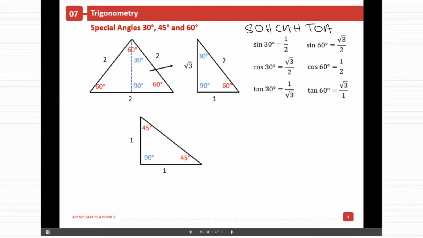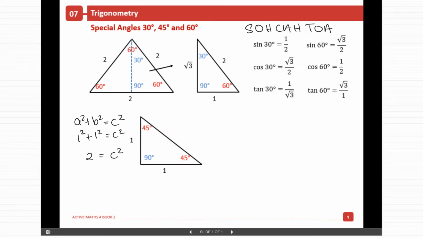Okay, so to investigate my last angle, which is 45 degrees, I need to construct a new triangle. This is an isosceles triangle. This is a right-angled isosceles triangle. So one of the angles is 90 degrees, and so the other two angles must be 45 degrees each. And I've made the two sides of this triangle 1. So what will the hypotenuse be? So using Pythagoras' theorem again, a squared plus b squared is c squared. a is 1, so 1 squared plus 1 squared is c squared.